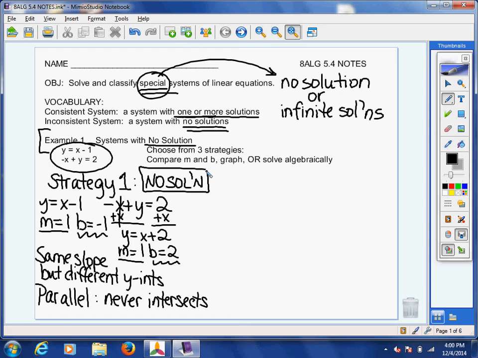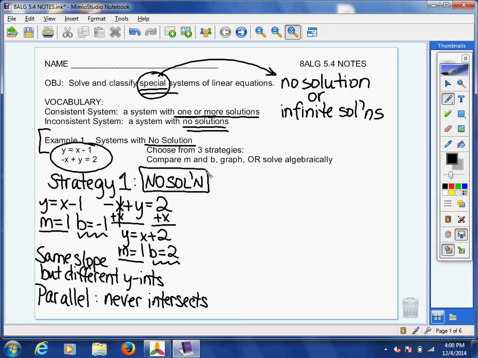The important thing that we're trying to see is if they have the same slope but different y-intercepts, they are parallel lines. That means they never intersect, and since they don't intersect, that means there's no solution. Okay?